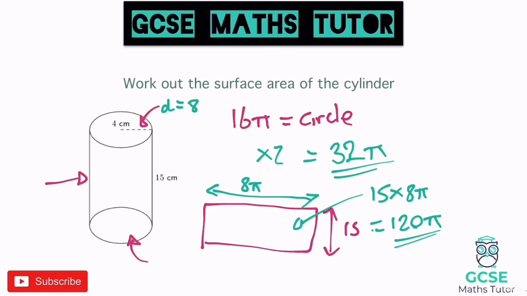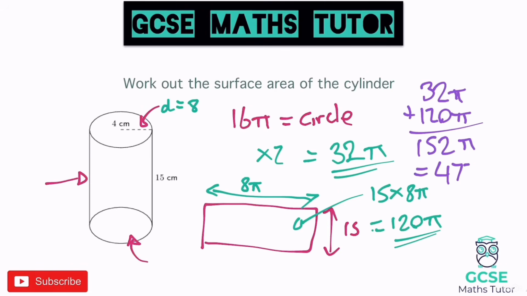All we've got to do to finish this off is add these 2 together, so we have 32 pi, add 120 pi, and in total that gives us 152 pi. Again, we could just write this as a decimal, but 152 pi comes out as 477.5 to 1 decimal place centimetres squared for surface area, and there's our final answer. So you just got to remember, you've got the circles top and bottom, and then to work out the area of the curved part, you need to think about that circumference there being the length of the rectangle.